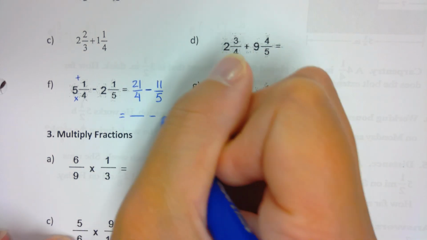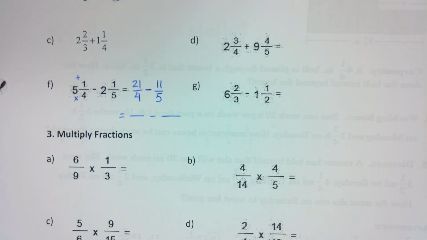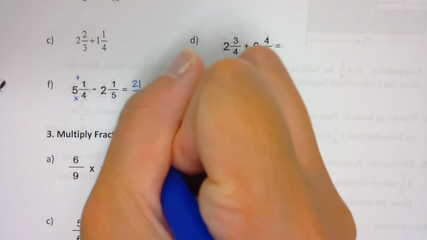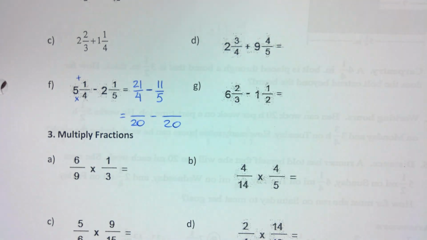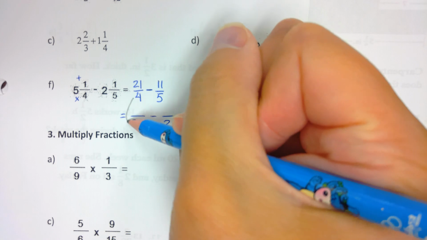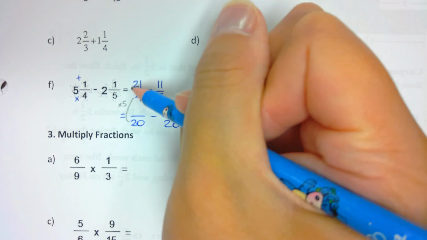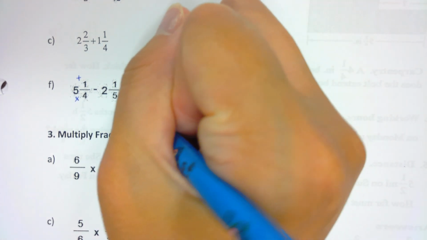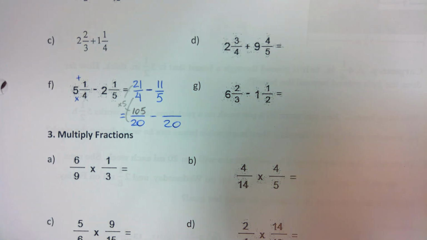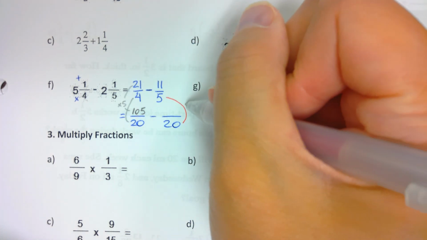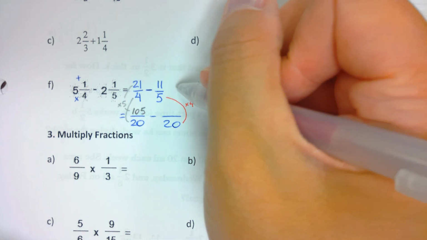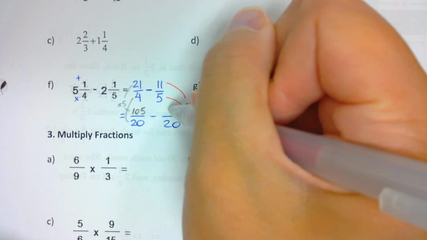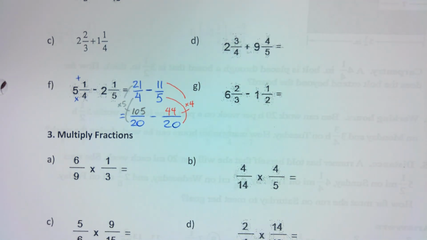What's my lowest common denominator between 4 and 5? Jenny? 20. Okay. So 4 times 5 gives me 20. So 21 times 5, 105. Same thing right here. 5 times 4 gives you 20. So 11 times 4, 44. Whatever you multiply to the bottom, you have to multiply to the top.